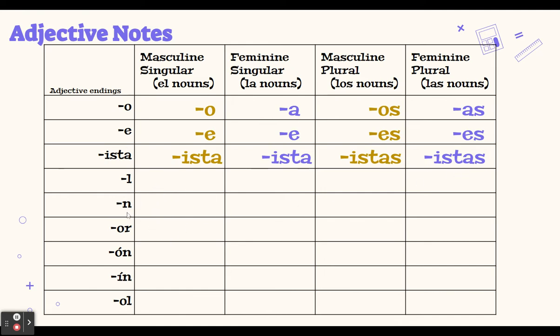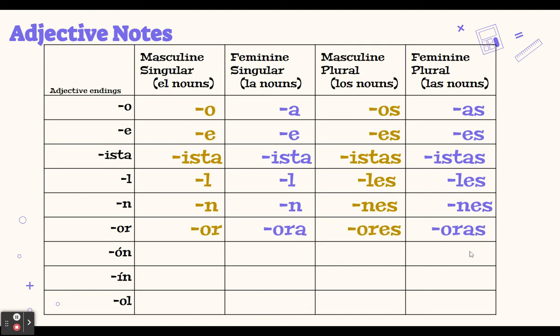The L and the N also work similarly. They are no gender, so they will just change to make plural. So we have -al and -ales, and then -ace and -aces, and same for the N. The or is actually a masculine form, so it will change from masculine to feminine. So you get or, ora, ores, oras.